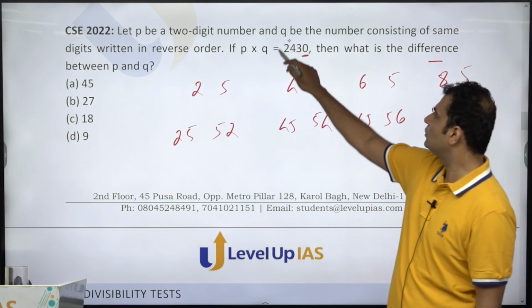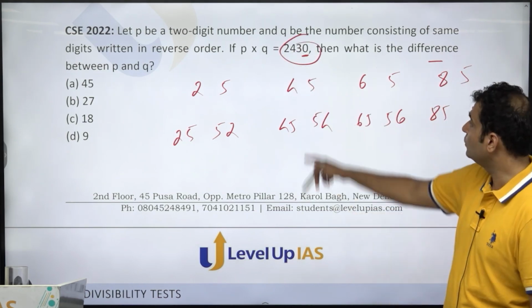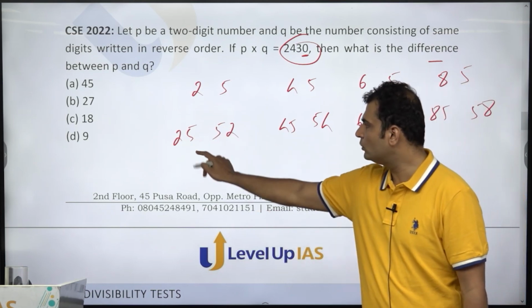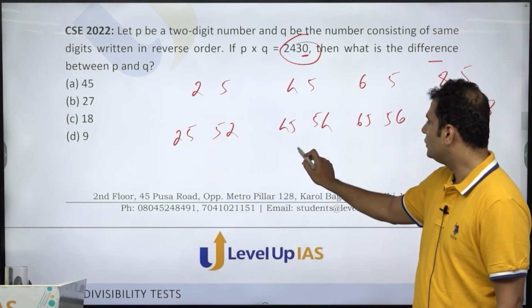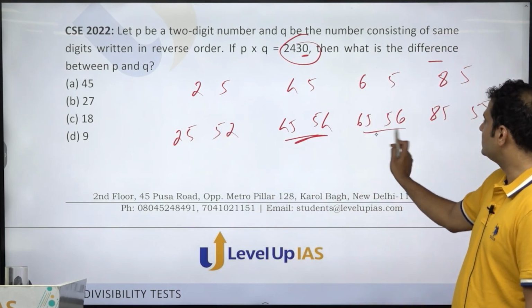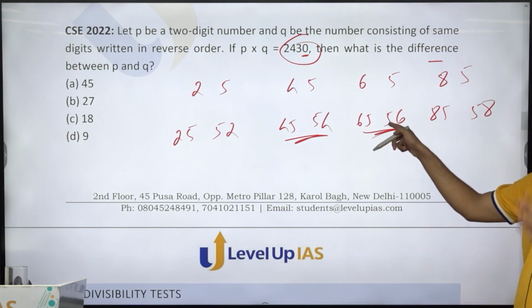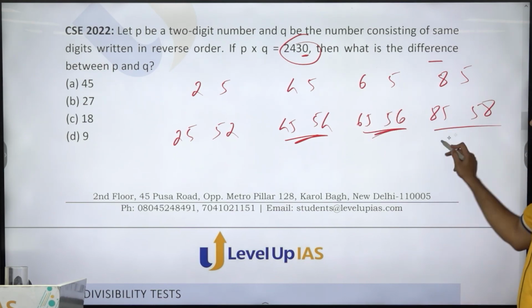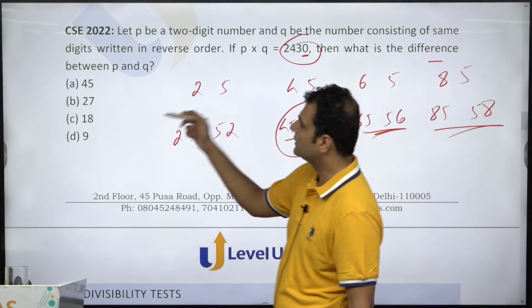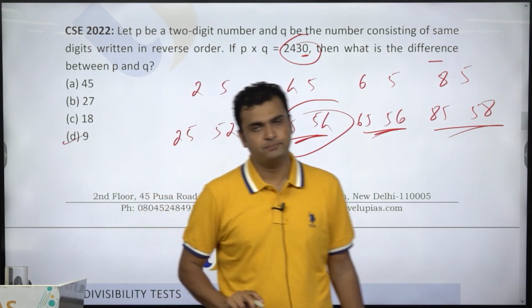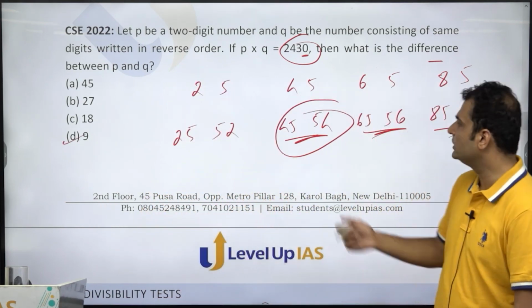Now, 2430 is the product. This one, 5 into 2, is close to 1000. This is 2000 something, this is 3000 plus, 6 into 5 is 3000, 8 into 5 is 4000 plus. So the answer will be this one. The difference between these is 9. This is one way of doing this.